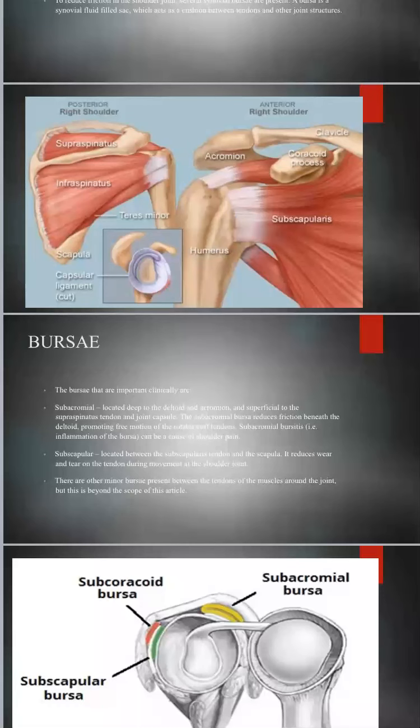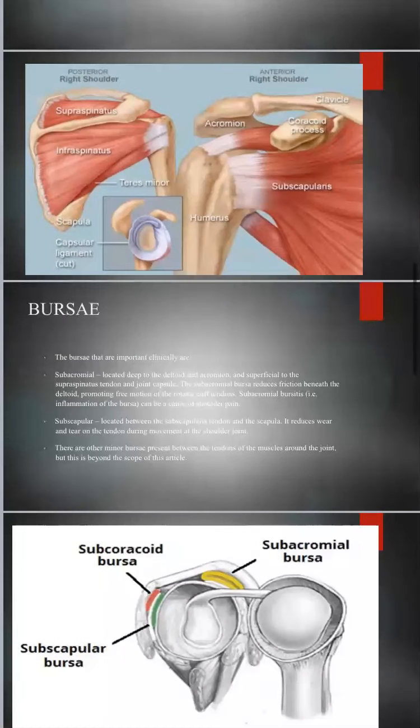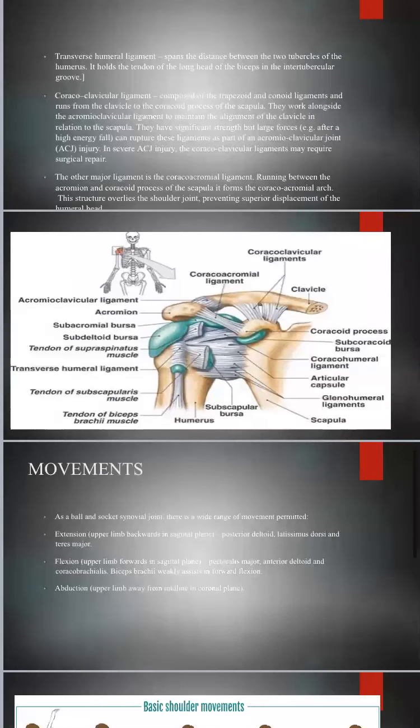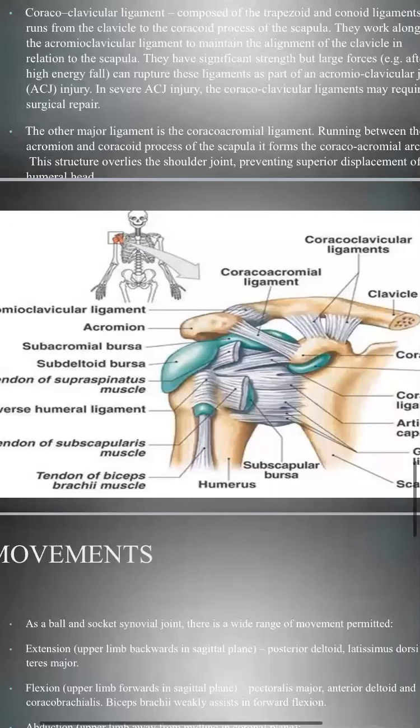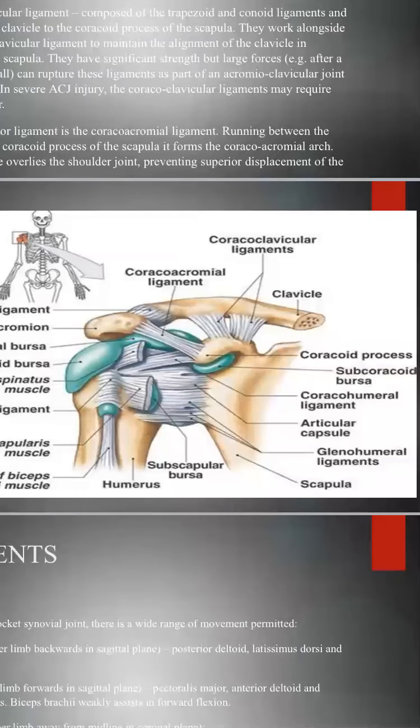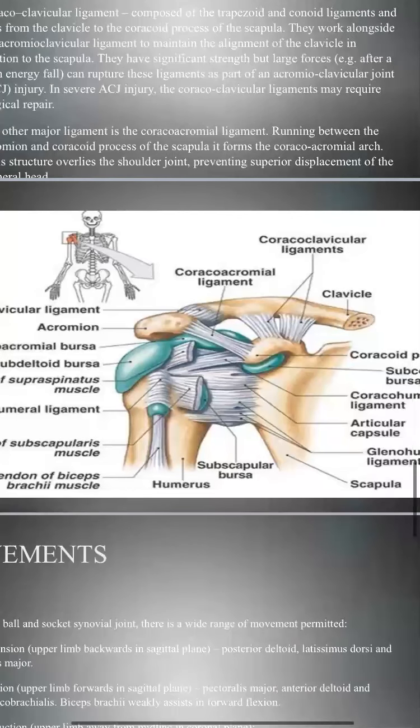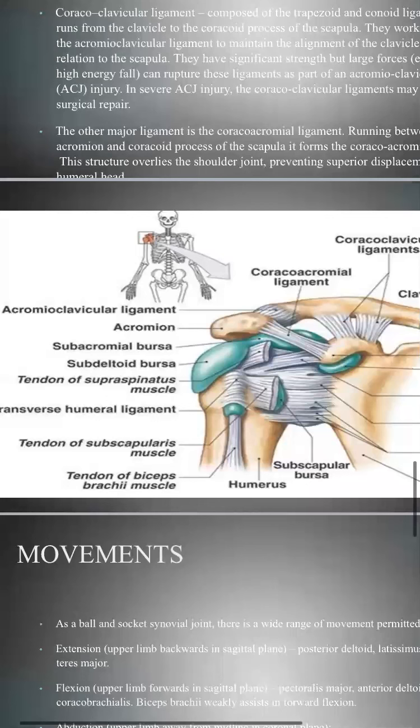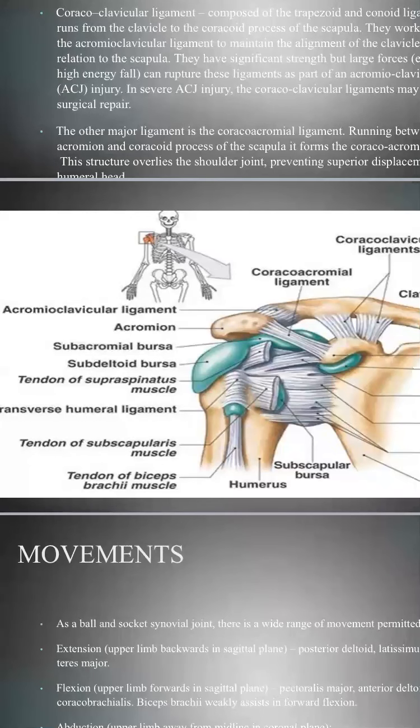Once again we will go to the ligaments. What are the elements? Coracoacromial ligament, coracohumeral ligament. The coracohumeral ligament is present between the head of the humerus and the coracoid process, and the transverse humeral ligament. The transverse humeral ligament will hold the tendon of the biceps brachii muscle. The tendon of the biceps brachii muscle is also helpful in the maintenance of the stability of the shoulder joint.